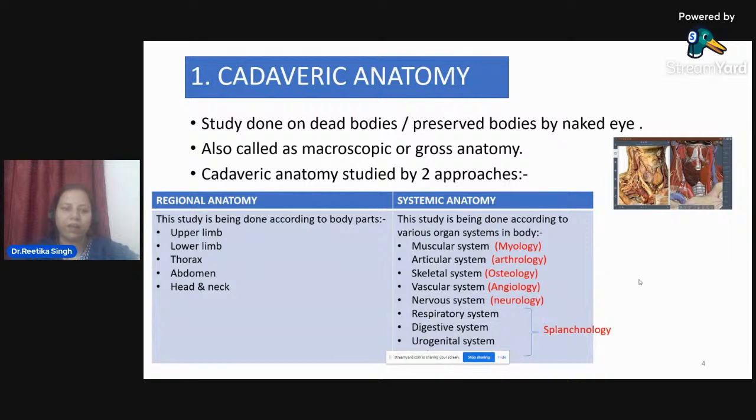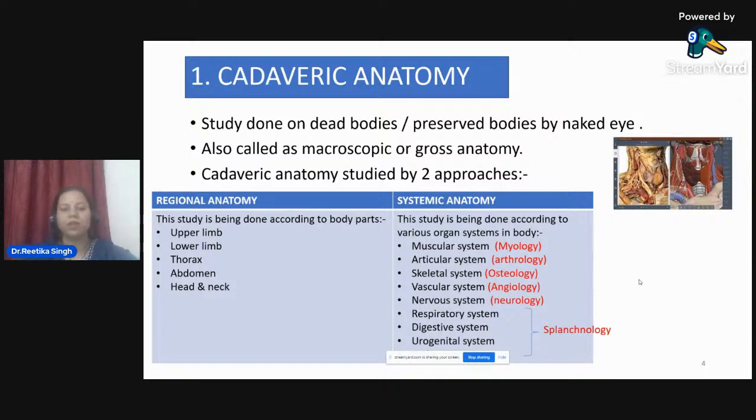First, cadaveric anatomy. In this, we study dead bodies which are preserved and can be seen by the naked eyes, also known as gross anatomy. In this, we study by two approaches. First is the regional anatomy and the second one is the systemic anatomy. In regional anatomy, we study about the different parts of the body like upper limb, lower limb, thorax, abdomen, head and neck. These are all divided into different parts.